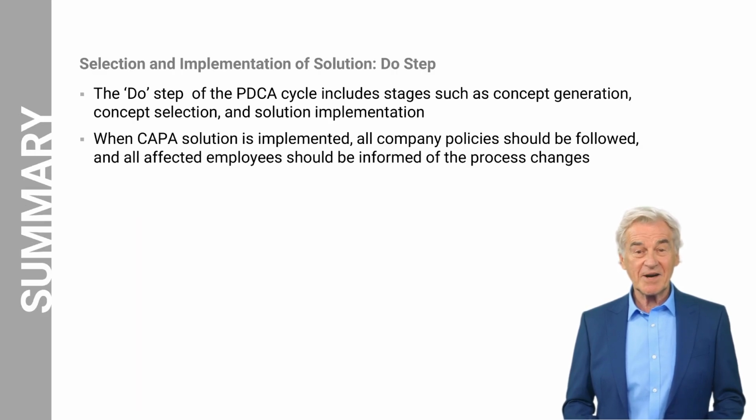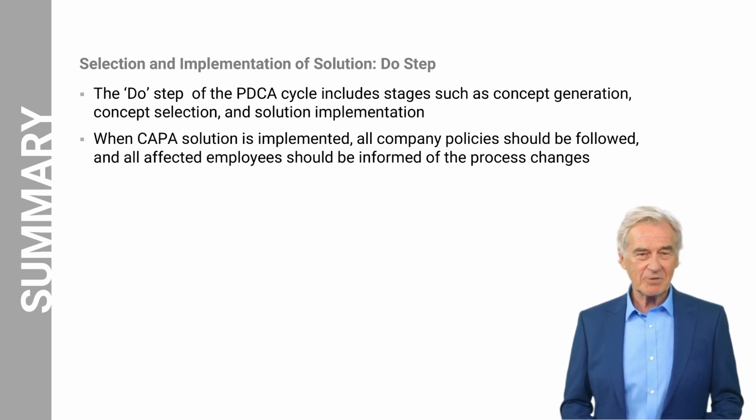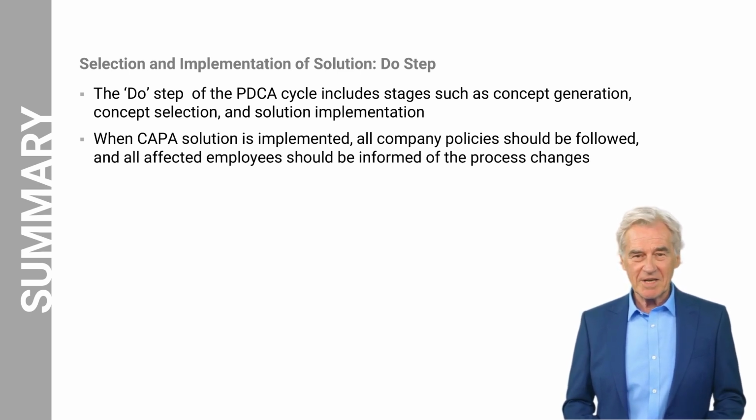In summary, concept generation, concept selection, and solution implementation are crucial parts of the do step portion of the plan, do, check, act cycle. These processes help the company come up with creative and innovative solutions that help solve the root cause of the problem they are facing. It is important that when a CAPA solution is implemented in a company that all the company policies are followed and that all employees affected by these changes are informed of the implementation and how it will affect them.